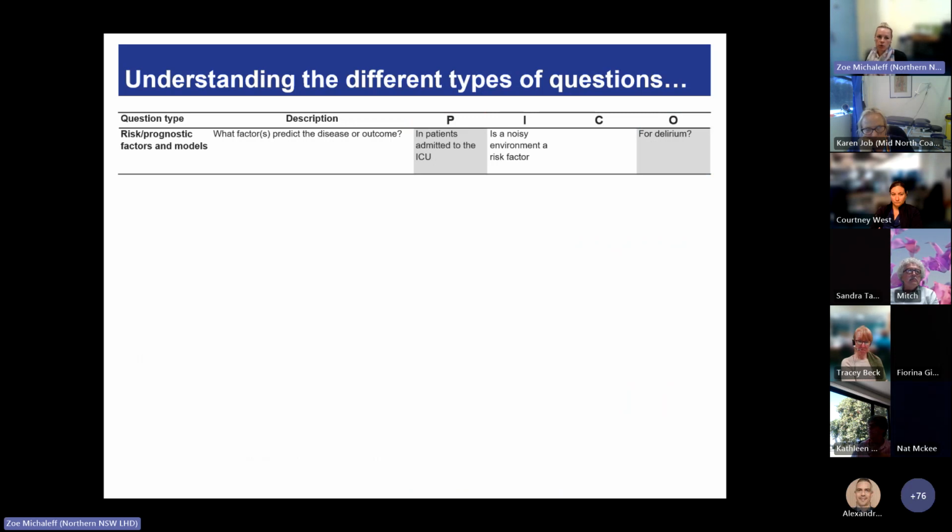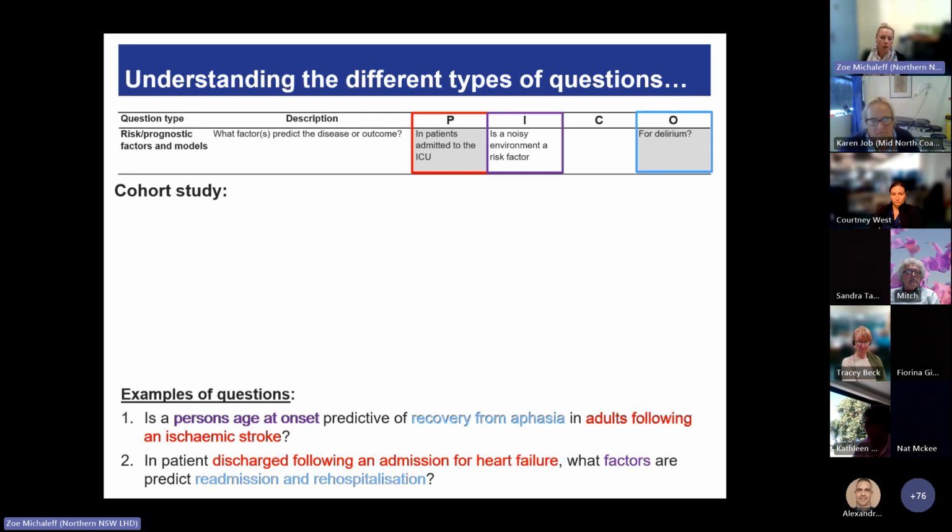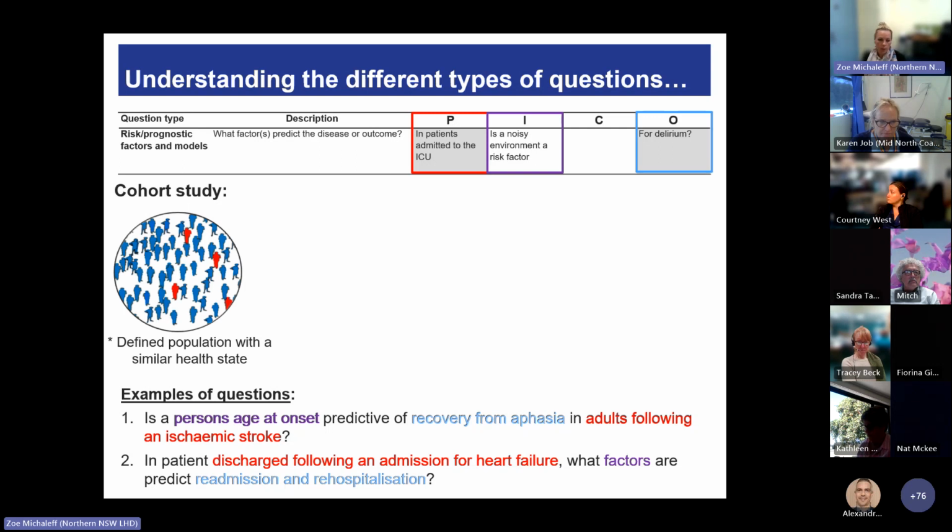For questions related to risk or prognostic factors, the relevant elements of an answerable clinical question are the population, the indicator of interest, so the person's age or what factors predict readmission to hospitalisation, and the outcome. The best primary study design to answer questions around risk or prognostic factors is again the cohort study. So again, the population is identified as a defined population, and the people included have a similar stage of their health condition.